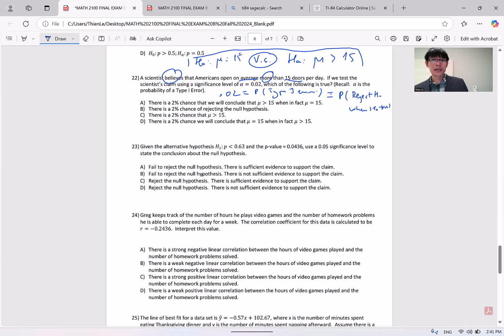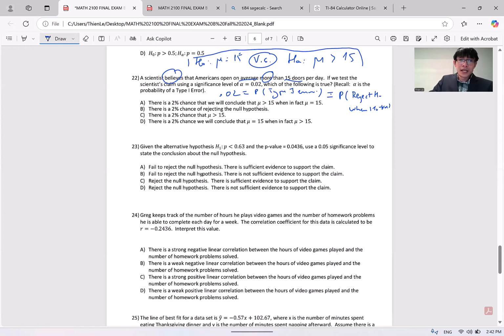So in this case, the probability to reject H naught when H naught is true is 2%, right? 0.02. And reject H naught, which is you reject mu equal 15 when in fact mu equals 15, right? Or in other words, you reject mu equal 15, which means you conclude that mu is bigger than 15, right? Because you reject H naught, which means you support HA, when actually mu equals 15.